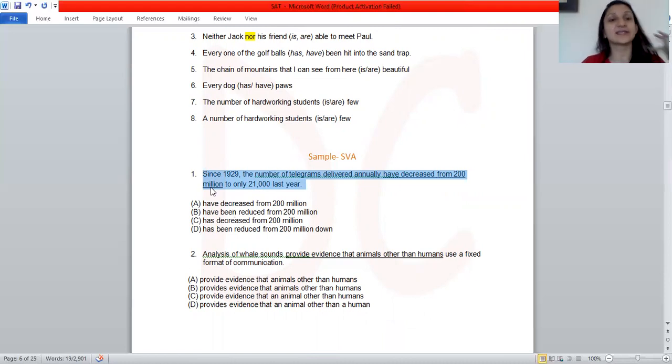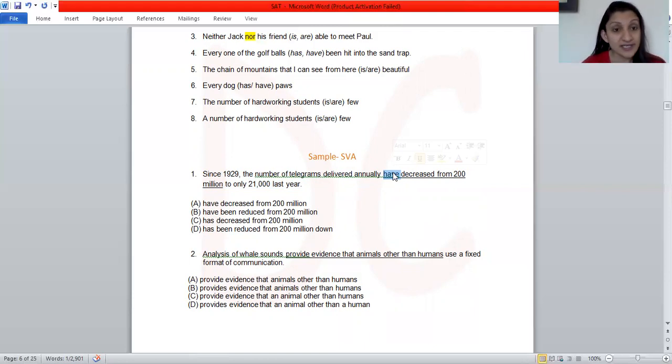Okay. Let's see. Since 1929, the number of telegrams delivered annually have decreased from 200 million to something else. So the moment you see that the verb is underlined, how do you look at the question? You see, oh, there's a verb. Look for the subject. Ask yourself, where is the subject? Yes, or a verb tense error, but verb tense is a completely different video. So you can look into the verb tense video for that.